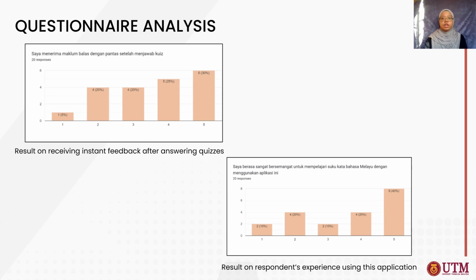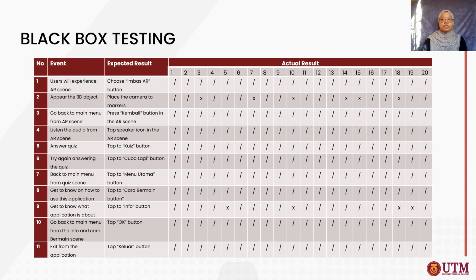In response, 8 respondents strongly agree, while 20% of them disagreed with feeling excited to learn using this application. So this is the blackbox testing table, where there were 11 steps that the respondents need to do and evaluate the event based on each respondent.